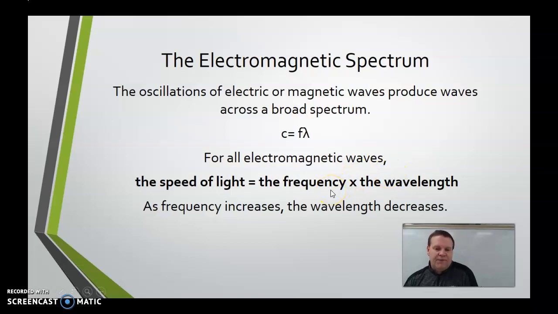For light, generally the frequency is going to be really, really big, and the wavelength is going to be really, really small. And again, as the frequency gets bigger, the wavelength gets smaller, because if you have a really big wavelength, you have to have a really small frequency.